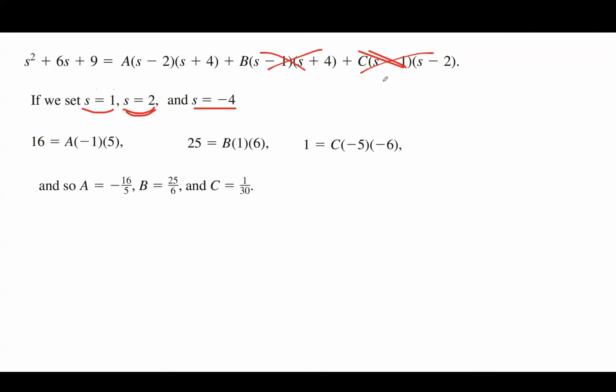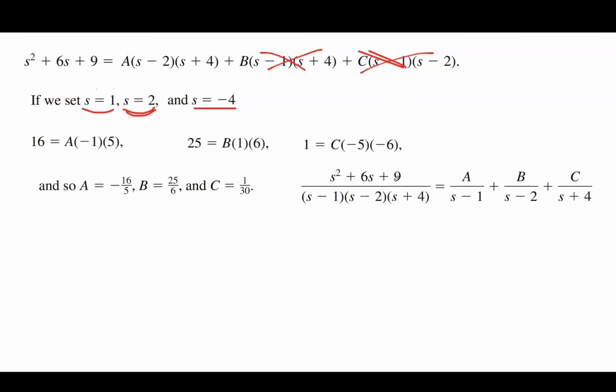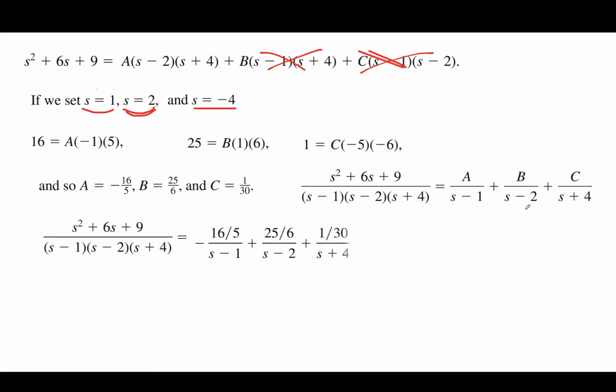What does it tell us? Remember that our goal is to find the values for a, b, and c, so we can break this fraction down into simpler fractions. We found a, b, and c. So our left-hand side is equal to negative 16 over 5 divided by s minus 1, plus 25 over 6 divided by s minus 2, plus 1 over 30 divided by s plus 4. Simply substitute a, b, and c here.